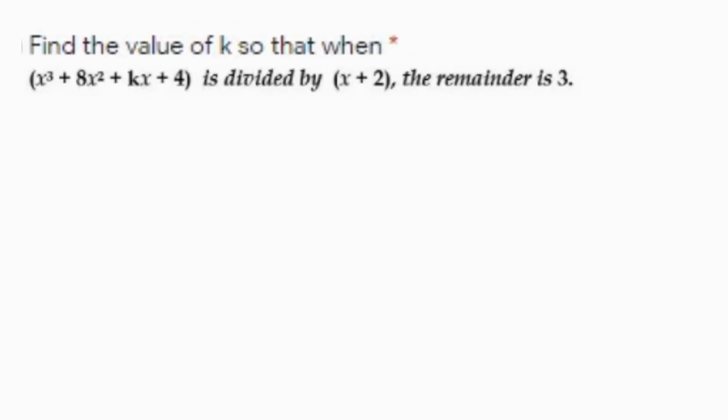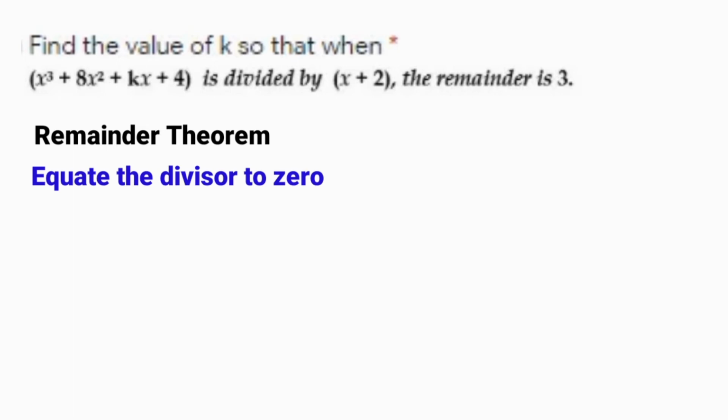Find the value of k so that when x cubed plus 8x squared plus kx plus 4 is divided by x plus 2, the remainder is 3. Since the remainder is given, we will be using the remainder theorem. First, equate the divisor to 0. x plus 2 is equal to 0. Transpose 2 to the right side. x will be equal to negative 2.